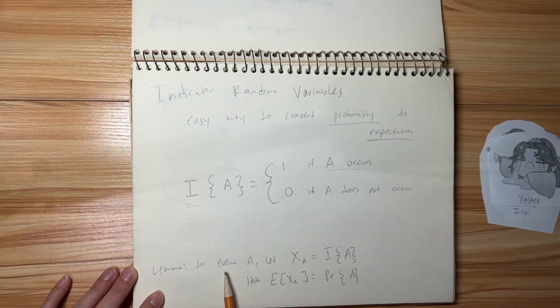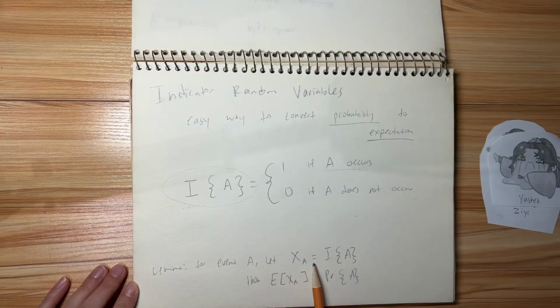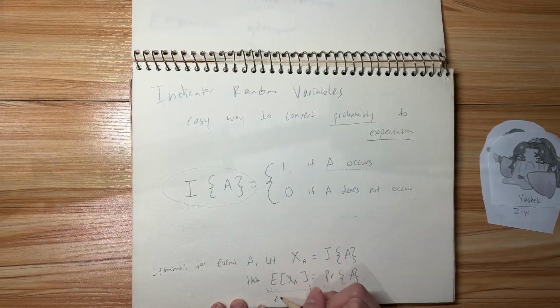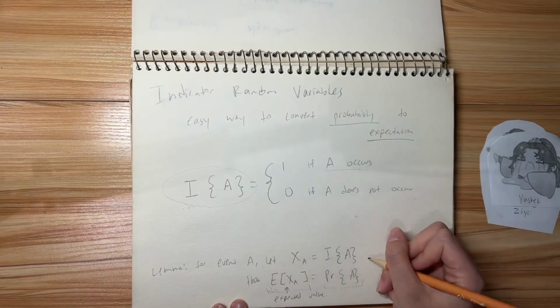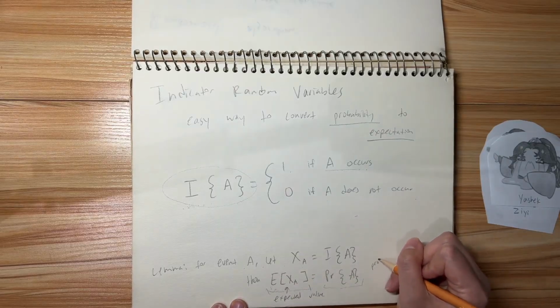So for event A, let X of A be the variable. We want that equal to the indicator random variable. Then E of X is equal to Pr of A, where E of X is the expected value and Pr of A is the probability.